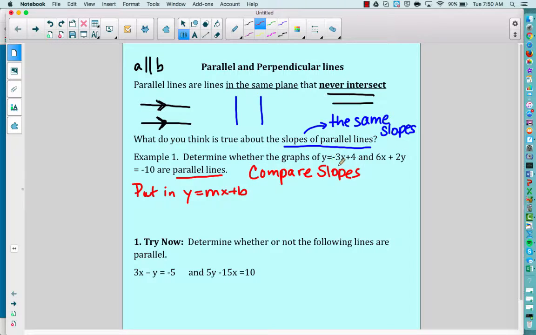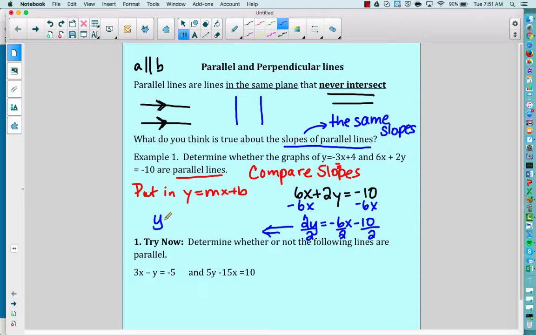The first equation is already in y equals mx plus b, and it has a slope of negative 3. Let's put the next equation in y equals mx plus b. We've got 6x plus 2y equals negative 10, so I'm going to solve for y. I'm going to subtract the 6x to the other side and put it in front, so 2y equals negative 6x minus 10. Then I'm going to divide every term by 2, so I get y equals negative 3x minus 5.